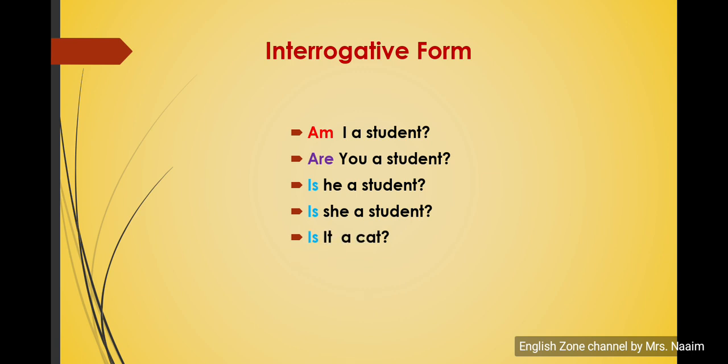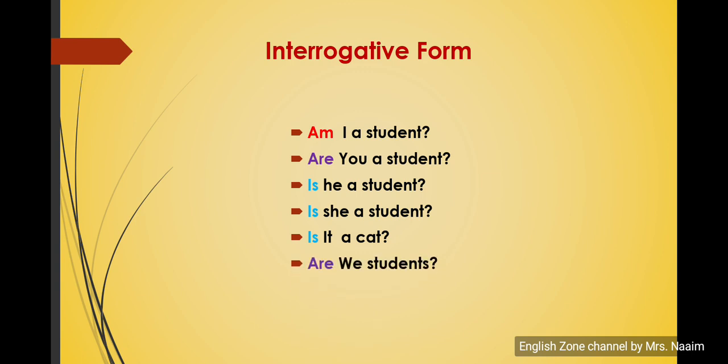Is it a cat? Is it a cat okay. نفس الشيء is the verb to be in the simple present okay. After that we put the subject pronoun okay. Then we don't forget the question mark at the end of the sentence okay.